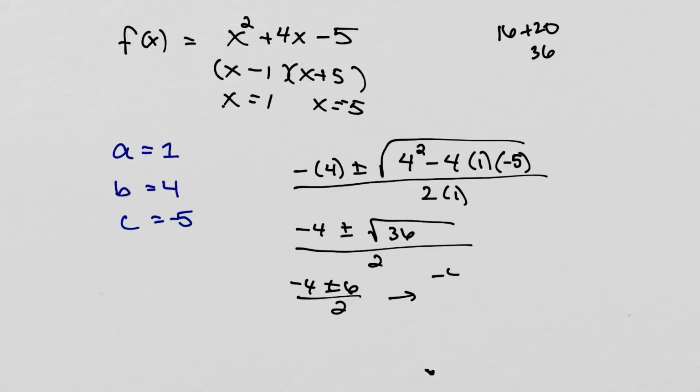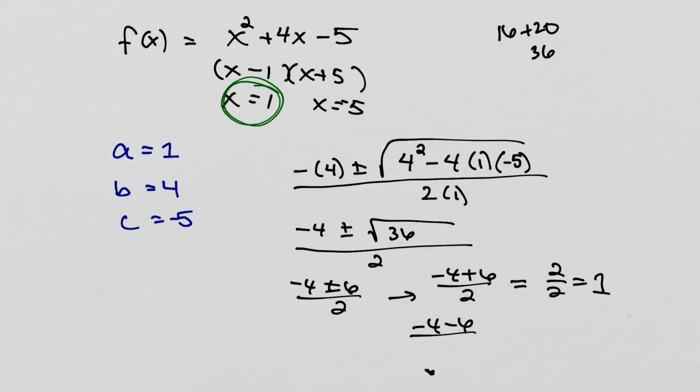So that leads me to negative 4 plus 6 over 2, which is just 2 over 2, or 1, right? And that matches up with this one. The other answer is negative 4 minus 6 over 2, which gives me negative 10 over 2, which is negative 5, which matches up with this answer. All right.